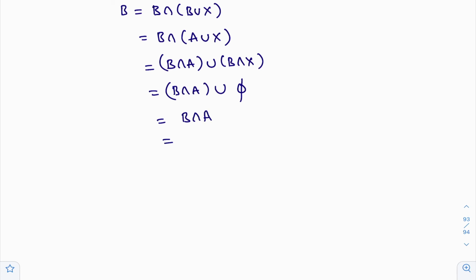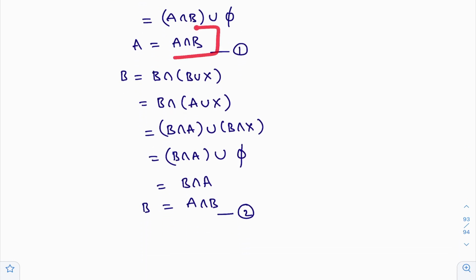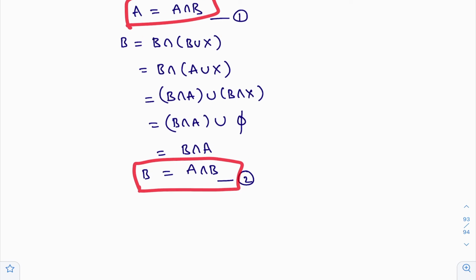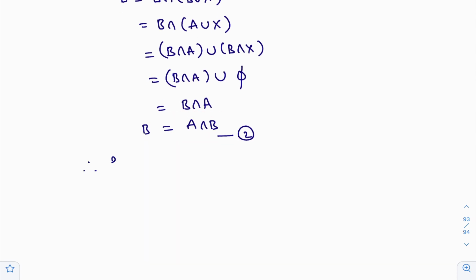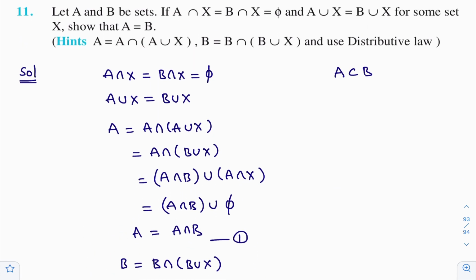We know that in properties of intersection of sets, A intersection B is same as B intersection A. So what I got here, B equal to A intersection B. You observe what is the first one? First one is A intersection B equal to A. What is the second one? A intersection B equal to B. From these two things, we can easily say that the sets A and B are equal. Therefore, from 1 and 2, I can say that the set A equal to set B. I hope you understand this solution.